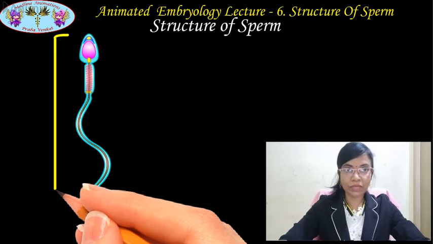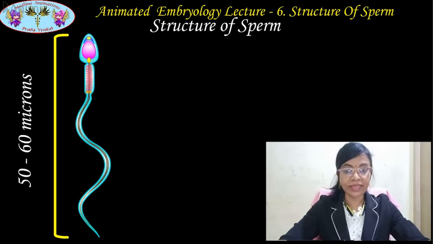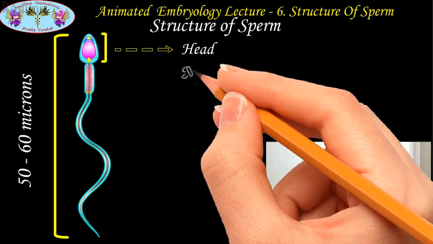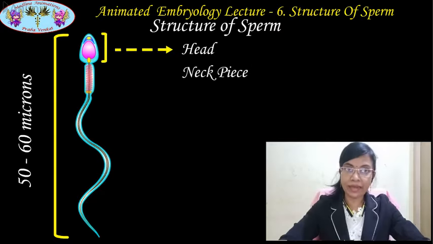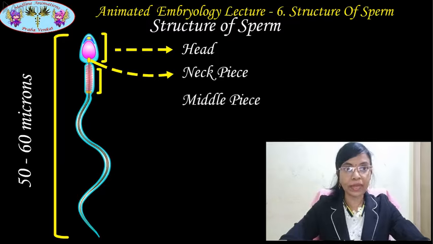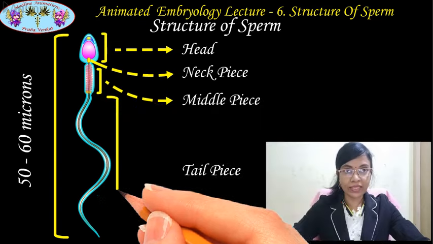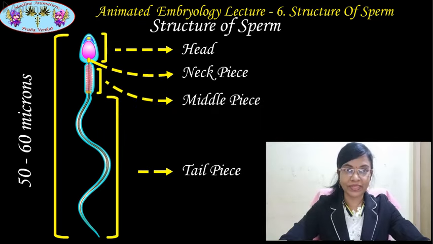Normally, one sperm cell measures around 50 to 60 microns and has 4 parts. The first part is the headpiece that measures around 4 microns, and the next is the neckpiece, the shortest part of the sperm, that measures around 0.3 microns. The next one is the middle piece, otherwise called the body of the sperm, that measures around 4 microns. The last one is the tail piece that measures around 40 microns. Let's see each part elaborately.